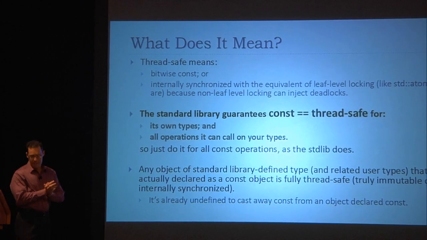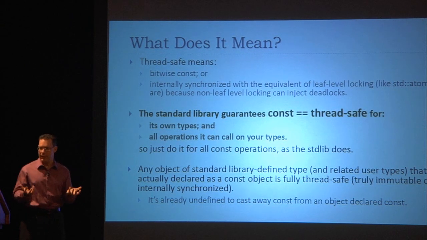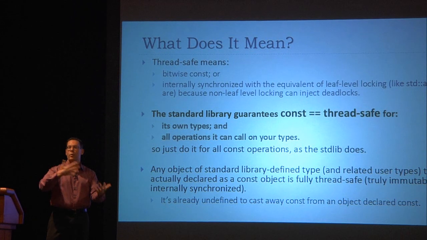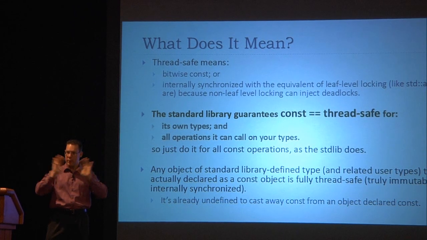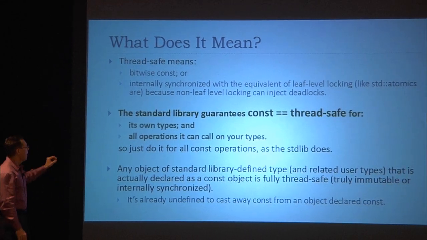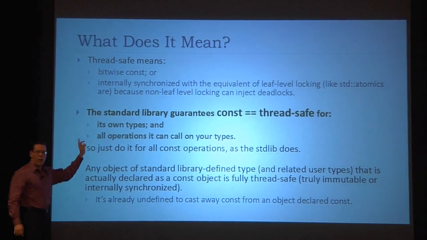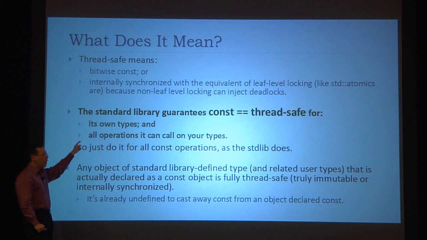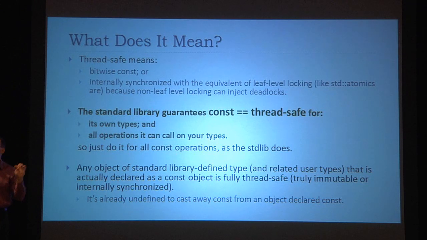So what does this mean? This is the change in C++11. Thread safe, again, means bitwise const, or you're going to do internal synchronization. So either way, you don't need external synchronization. The standard library guarantees that const means thread safe for all its own types and operations, and any operations it's specified to call on your types, which are quite aplenty.